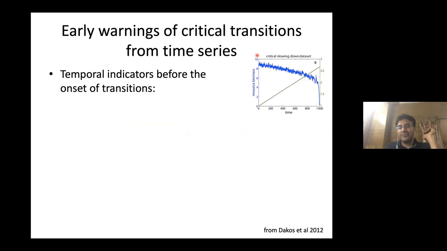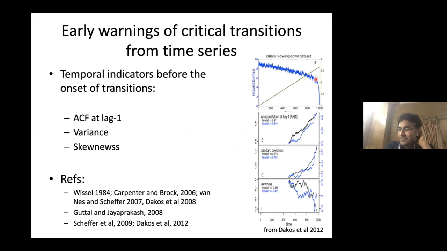In this example, we found that if the system were to undergo a transition at this point, and we had this time series before the 1000 time minutes, if I could calculate simple quantities like autocorrelation at lag one, this measures the critical slowing down.